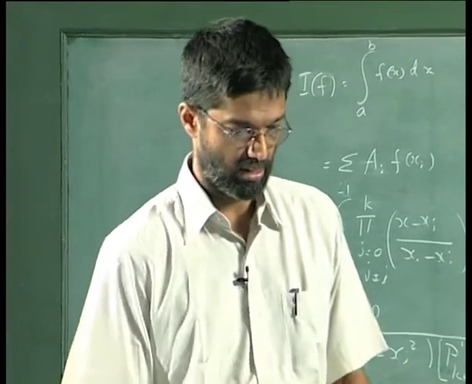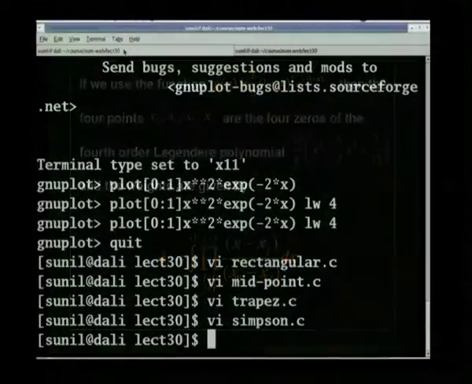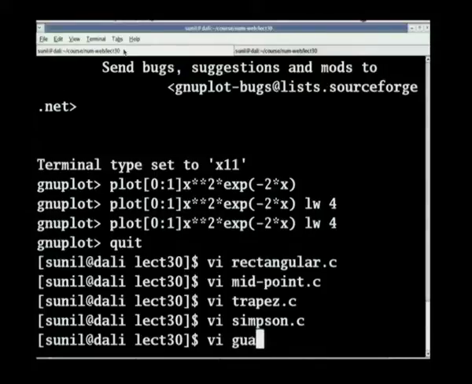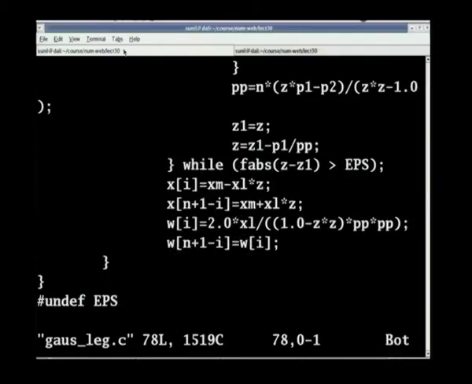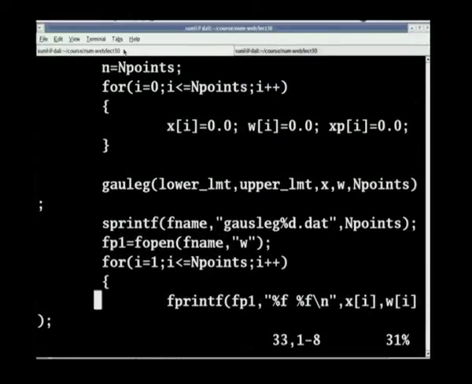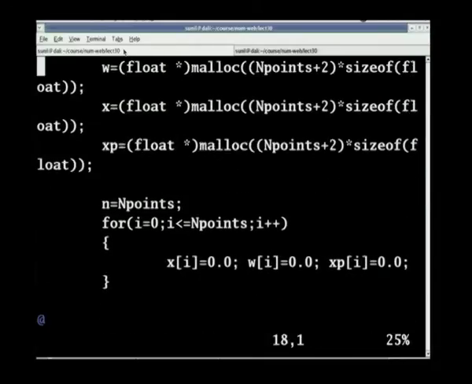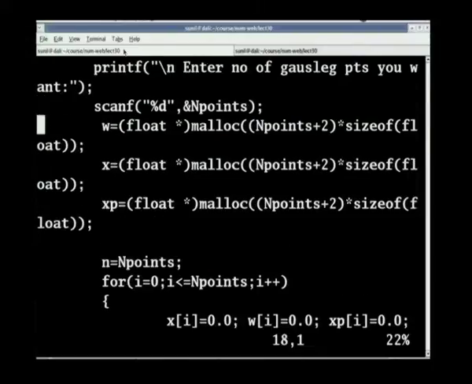Now we will just see the implementation of this in a program. That is slightly more complicated code. So now this is the program here. Again, the first part of this is the same, that it asks you how many points you want, etc. And then this function allocates memory for different quantities like weights. Now we need to store the weights, and x is the function values, and xp is again the values at which we have to tabulate the function.